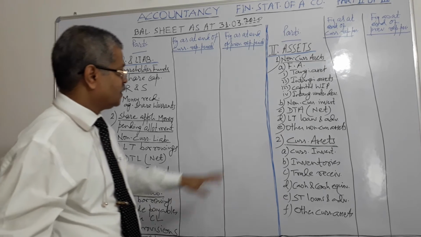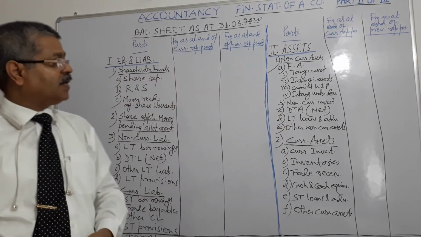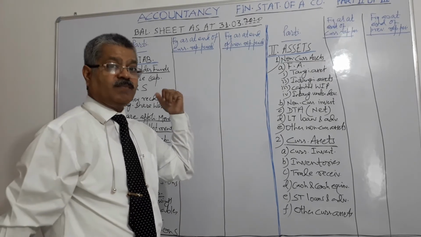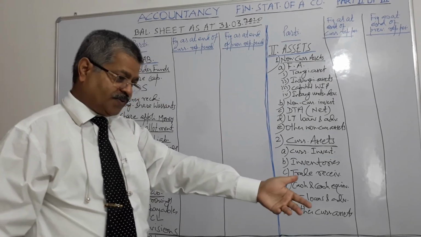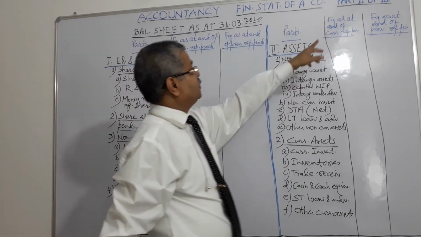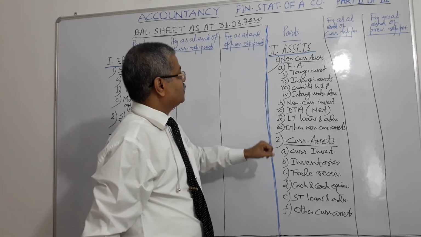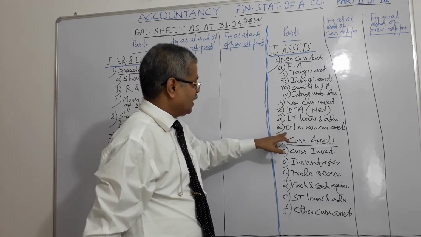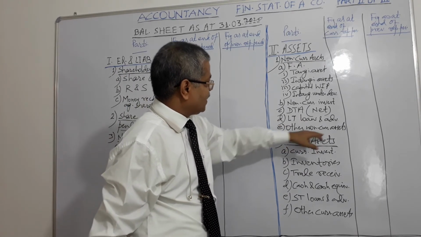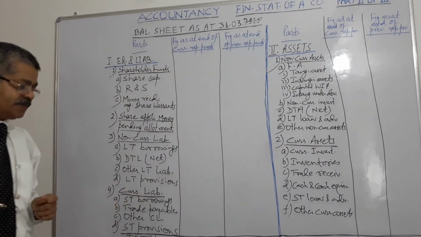here, and opposite of this, long-term loans and advances. If the company has made long-term loans and advances which are not scheduled to be repaid within 12 months from the balance sheet date, that is a non-current asset, and all other non-current assets will come here. Then we get to current assets.